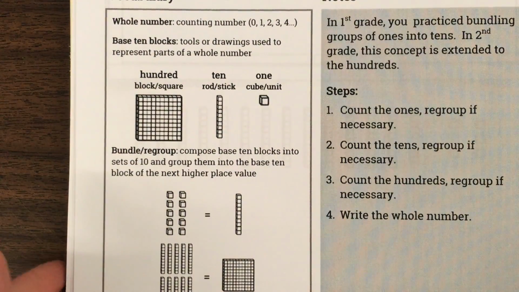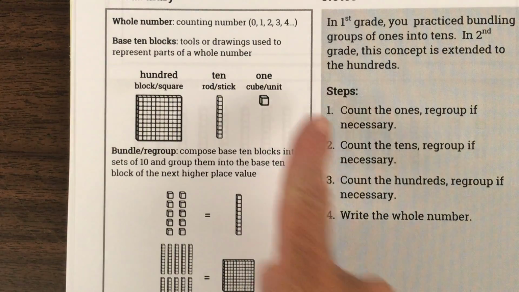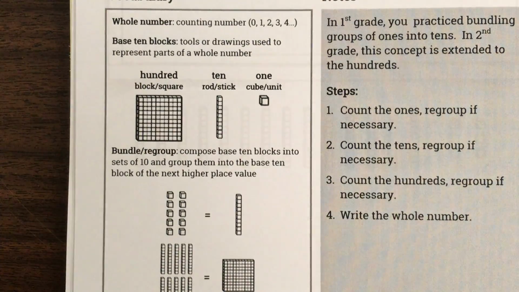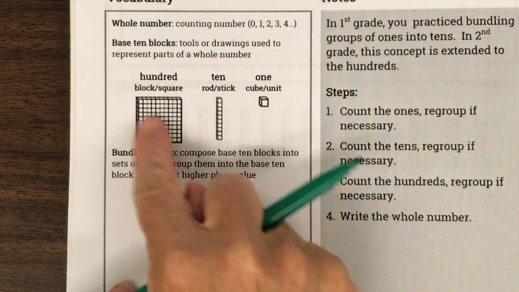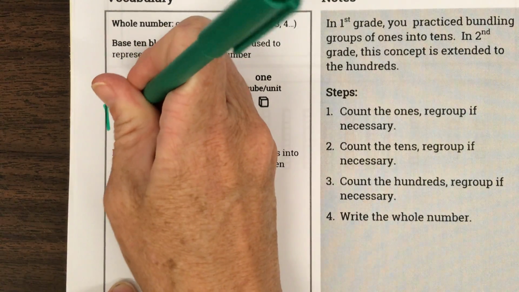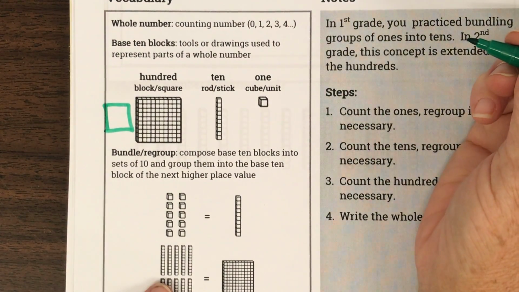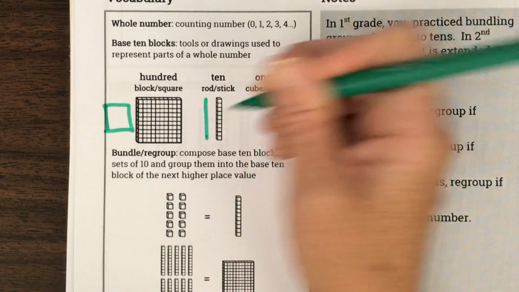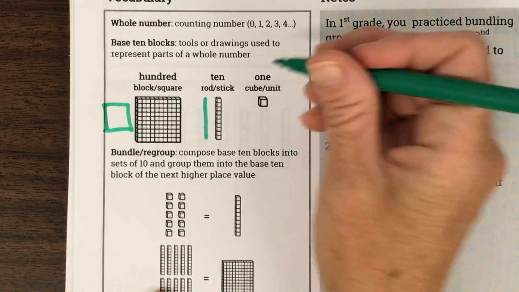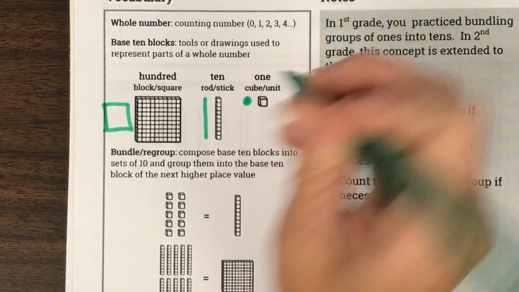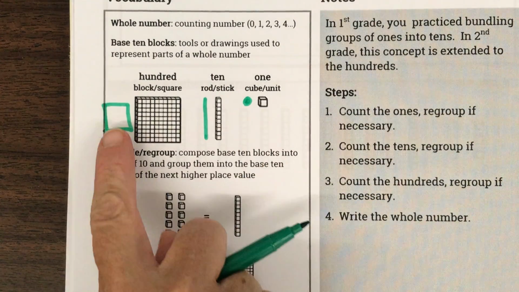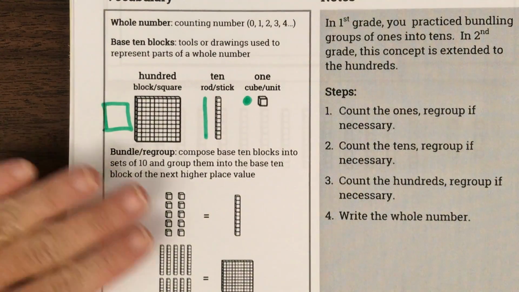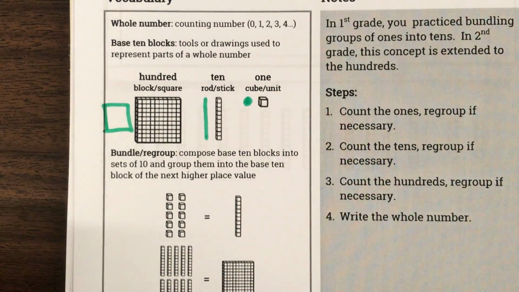Our vocabulary reminds us what a whole number is, and then it reminds us about these base 10 blocks. I taught you in the last video that because it's really hard to draw all these squares, sometimes you'll see people draw the hundreds block as just a square, the 10 rod as just a vertical line, and the 1 cube or unit as a dot. They don't draw it as a square, remember, because then it would look like the hundreds block. Then here they give us some examples of bundling, which we're going to do together.